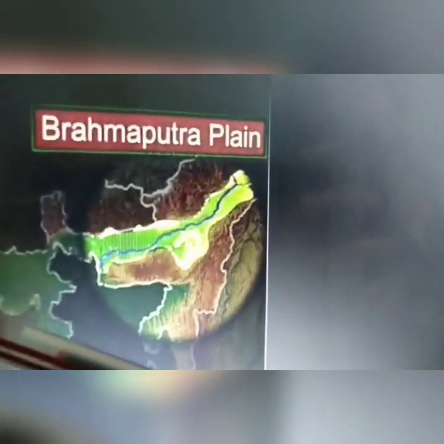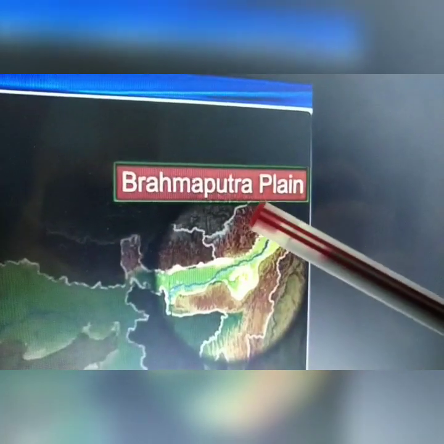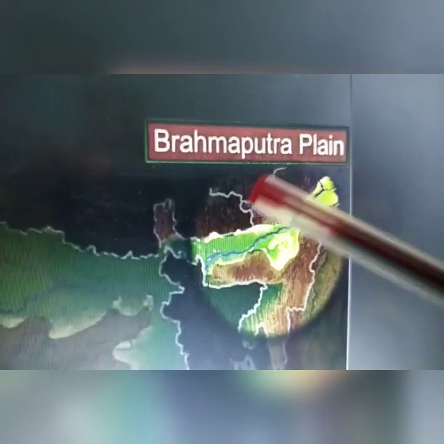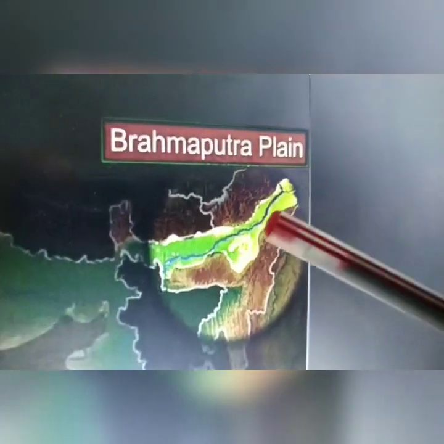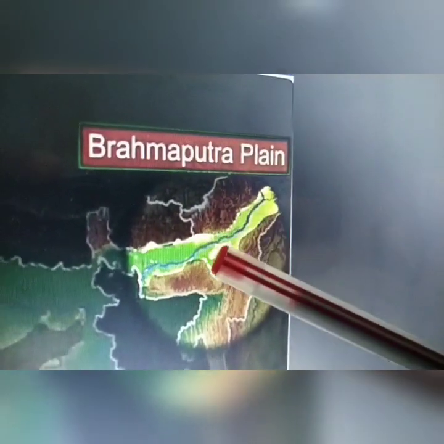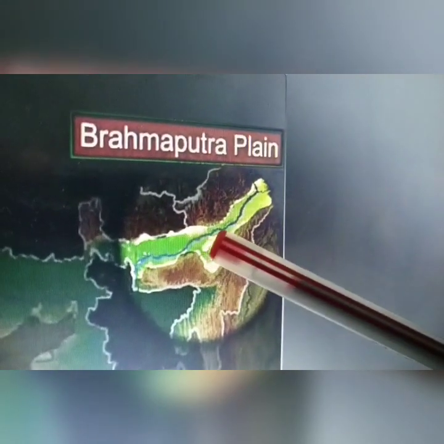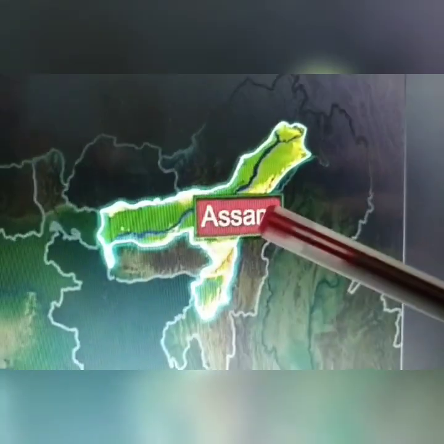Another part of this northern plain is the Brahmaputra plain. Brahmaputra starts from Lake Mansarovar in China and then turns into our country, and this Brahmaputra river forms the plain known as the Assam plain.